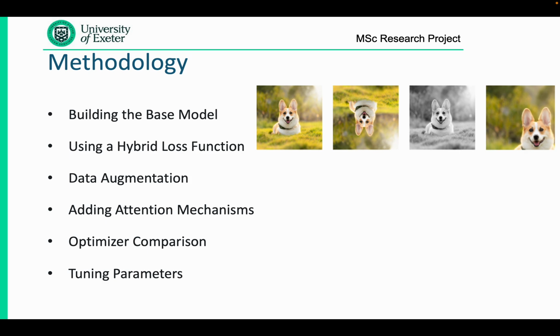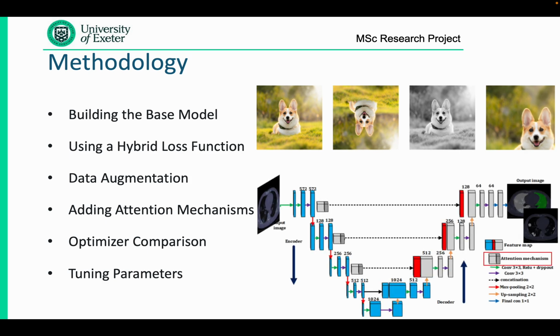Fourth, adding attention mechanisms. Attention mechanisms are techniques that allow the model to focus on the most important parts of the input data. By highlighting relevant areas, attention mechanisms help the model make more accurate predictions, especially in complex tasks like identifying little changes in images. For the attention mechanism in this model, I used the SE layer, the squeeze and excitation layer.